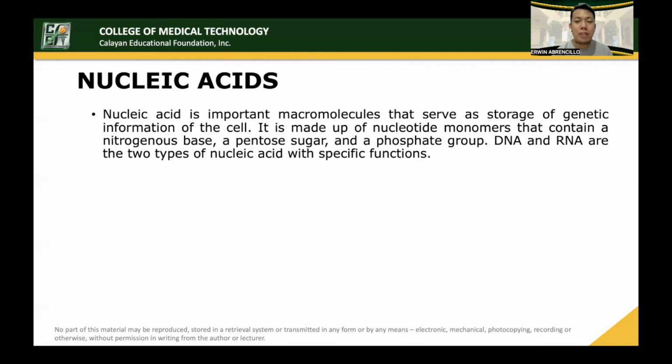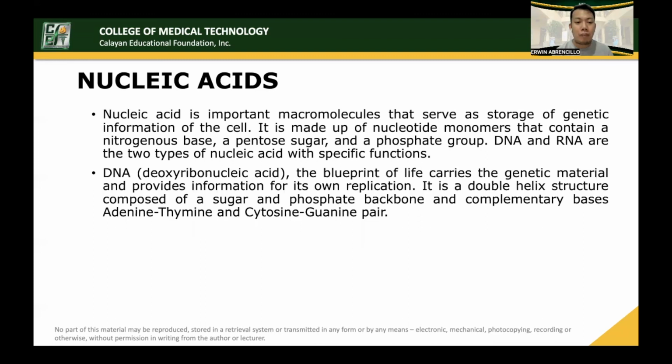There are two types of nucleic acid. These are the DNA and the RNA. The DNA or deoxyribonucleic acid is the blueprint of life, carries the genetic material, and provides information for its own replication. DNA is found in the nucleus of the eukaryotic cell. It is a double helix structure composed of a sugar and phosphate backbone and complementary bases of adenine, thymine, cytosine, and guanine pair. That is purine to pyrimidine, pyrimidine to purine. We're going to tackle that later on.